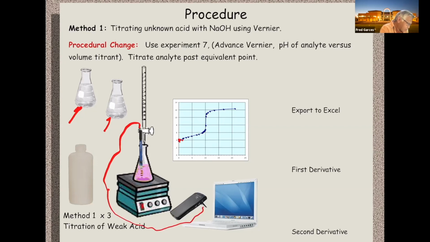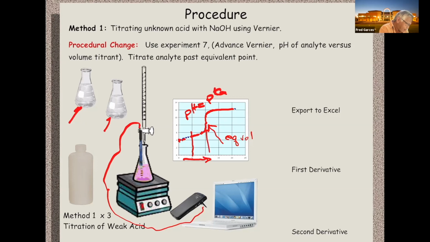And you're going to watch the pH change as you add titrant. And it's going to generate a titration curve like that. The titration curve will tell you the equivalent volume, and you should be able to read the pH equals the pKa at halfway to the equivalent volume.